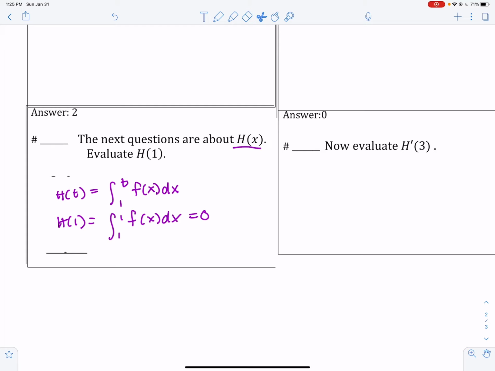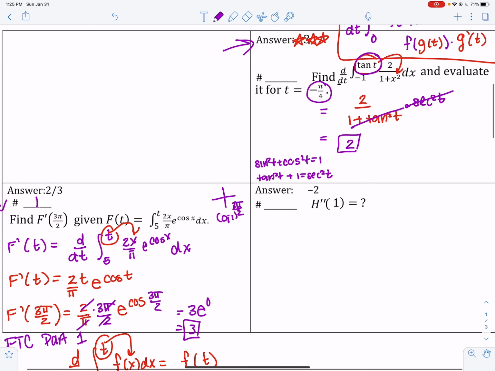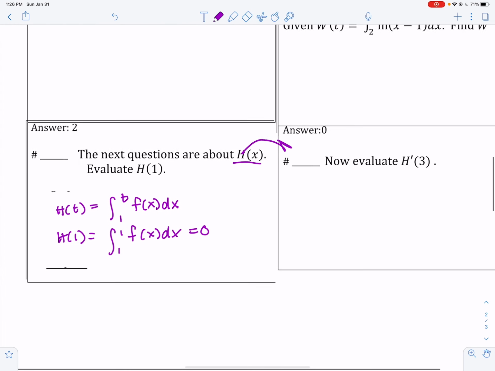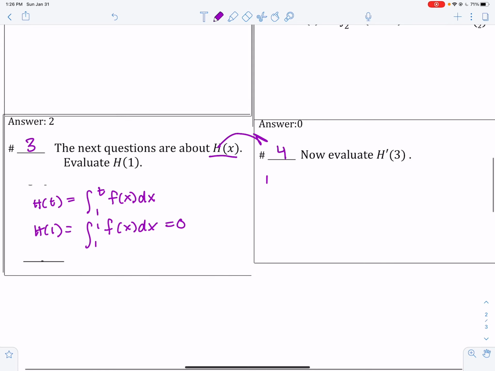Alright, so my answer is 0 to this over here. I should number them. This is number 1, and then we did number 2, and that was number 3, and now this one's number 4. Evaluate h prime of 3. Well, let's find h first. So h of t is here.